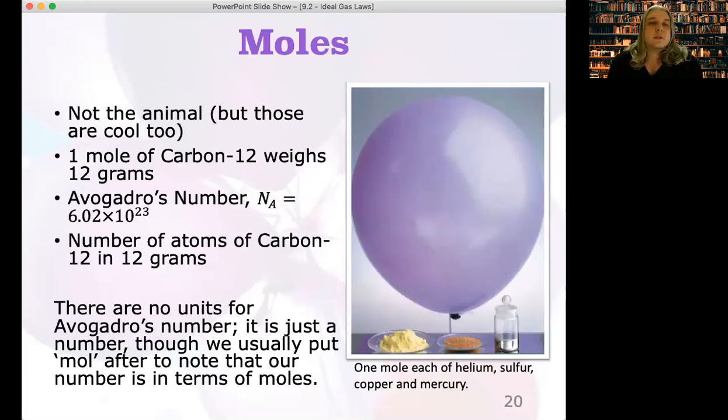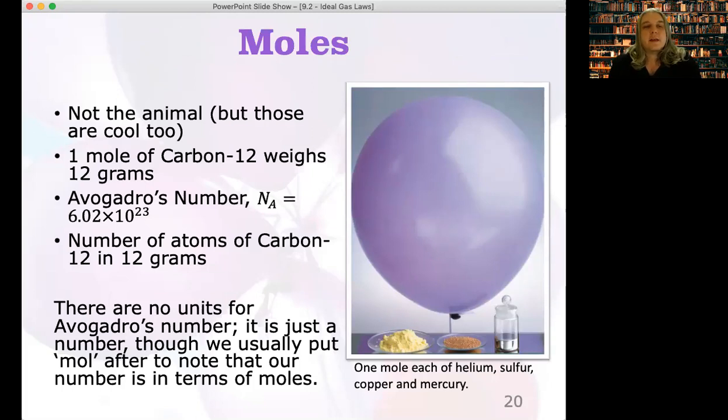And the solution is to introduce a new term called moles. Not the animal, even though those are cool. It is a number. A mole is just a number. So if you have 1 mole of something, then you have 6.02 times 10 to the 23 of it.